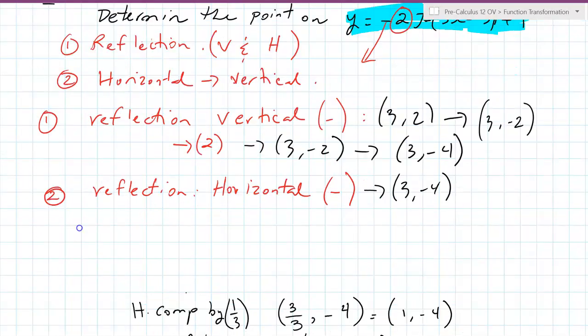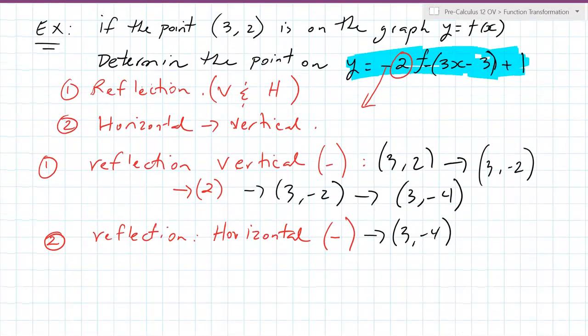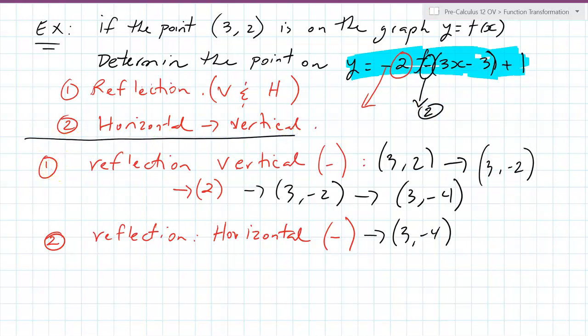Next piece is the horizontal shift. Now this is the negative in here that we're going to deal with. That's your number 2, as in number 1a, 1, 2, yeah, right there. That's number 2. So that means it is the reflection over the y-axis. So (3, -4) becomes (-3, -4), because it only affects the x values. Simple as that.